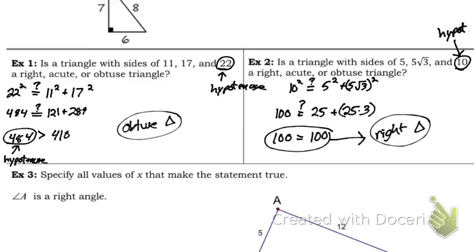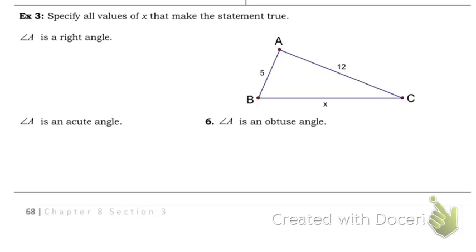Our last one just says specify all values of x that make the statement true. If you're not sure what to do in any math problem, just try something. So it says measure of angle A is a right angle. So if I'm looking for A being the right angle, that'd make the other side my hypotenuse. So they're asking what value of the hypotenuse would make this true.